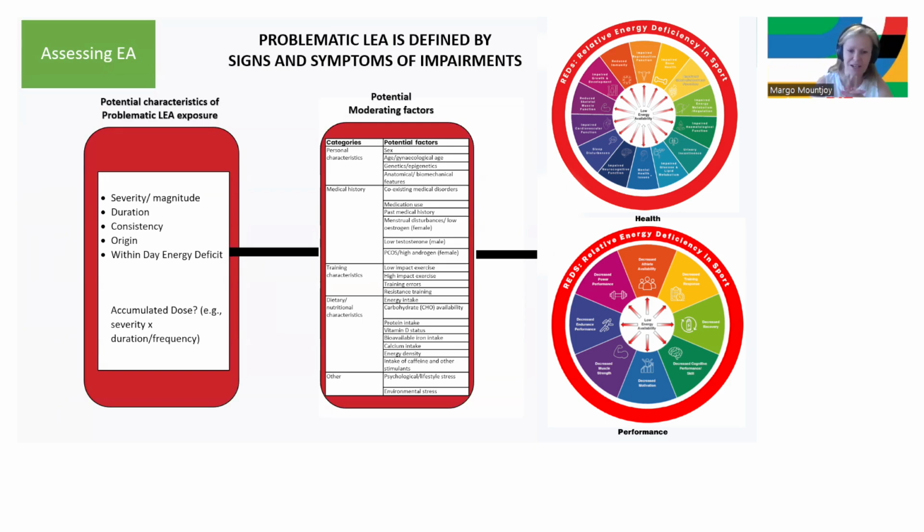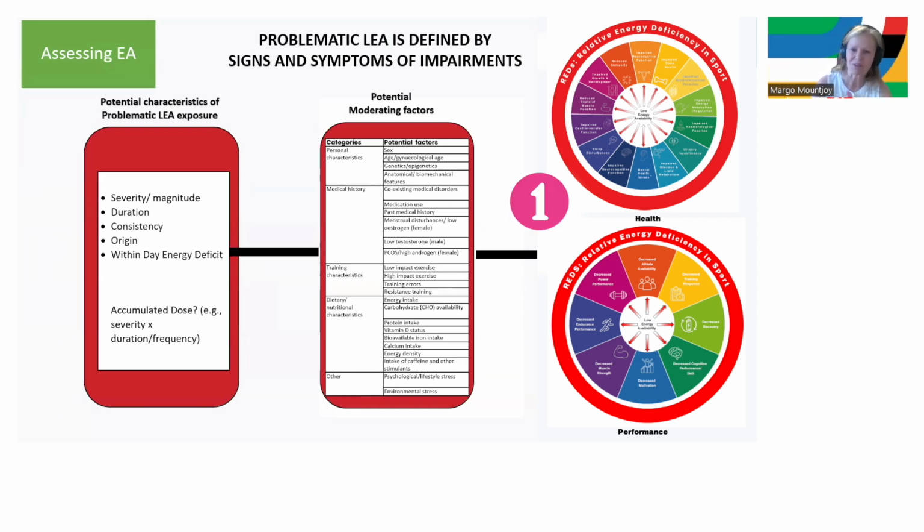What's their dietary history like? What's their energy intake? Their carbohydrate, or don't forget the carbohydrate availability. What are some of their other nutritional status like vitamin D and calcium that will affect bone? What's their intake of caffeine or other stimulants that can affect absorption of foods? And what is their psychological lifestyle factors? All of these moderating factors will influence how the body responds to the exposure to problematic low energy availability.